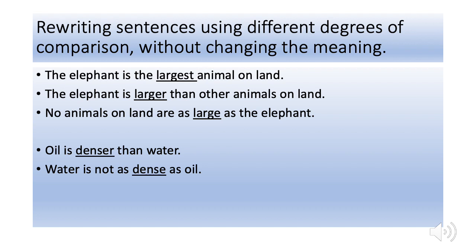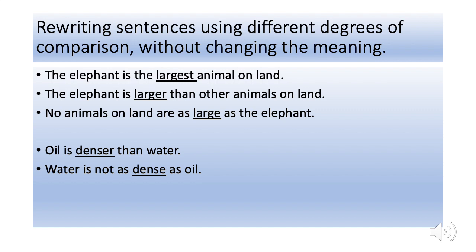So how do we frame the sentence? We write the word larger and then frame the sentence in accordance with that. What is the sense that is conveyed? That the elephant is the largest animal. So how do we put it in, the elephant on one side and the other animals on the other side, so that we can use the comparative degree. So the elephant is larger than other animals on land. It is the same meaning that is conveyed, but I have used a different degree of comparison.